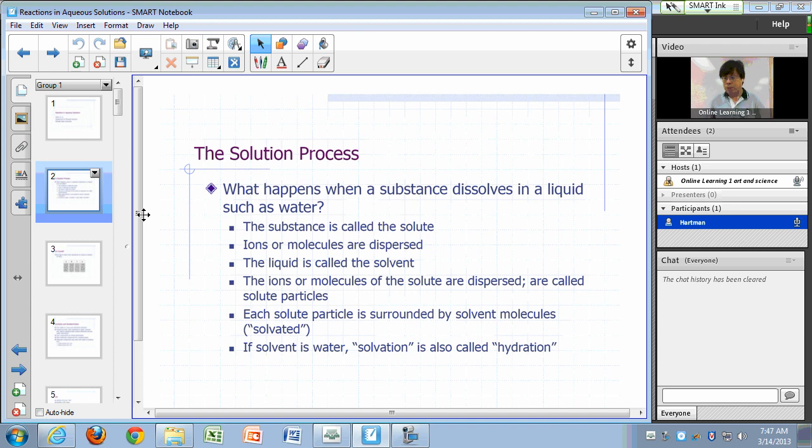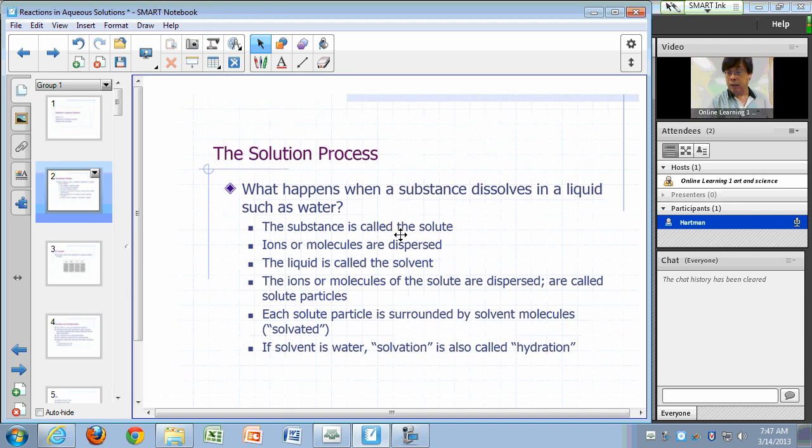So what happens when you put something in water? In a liquid such as water, you put something else. The substance that you put in the water is called the solute. And your solute is a substance that's either made up of ions or molecules. So the ions and the molecules in your solute will be dispersed in the water. Each one is going to be surrounded by water molecules. Now, the liquid itself, the water, is called the solvent.